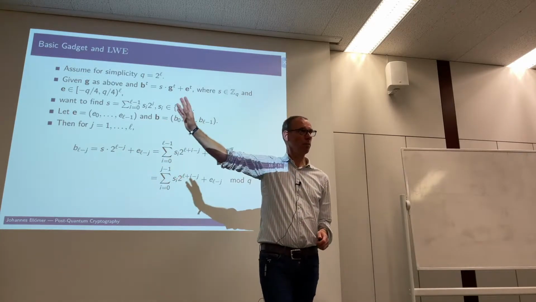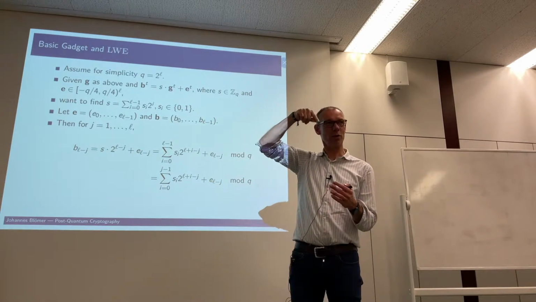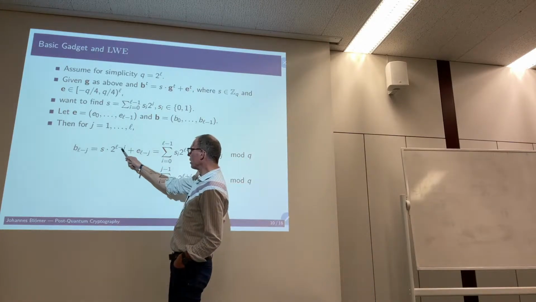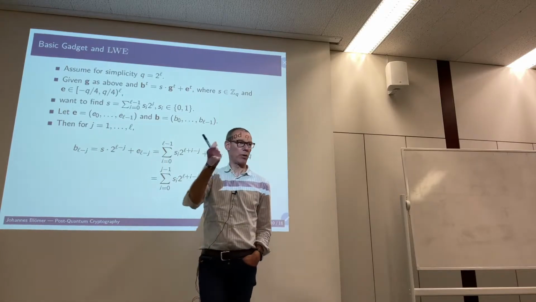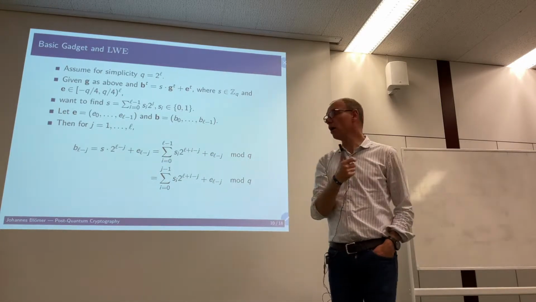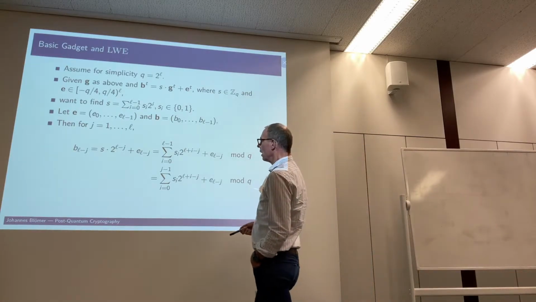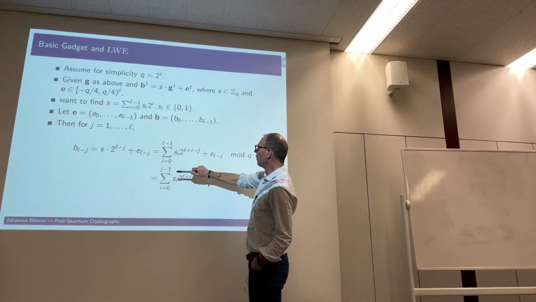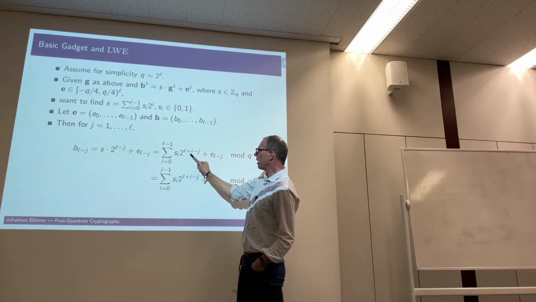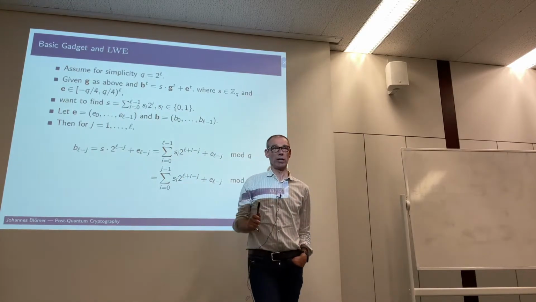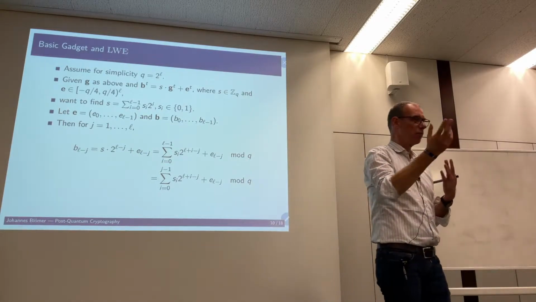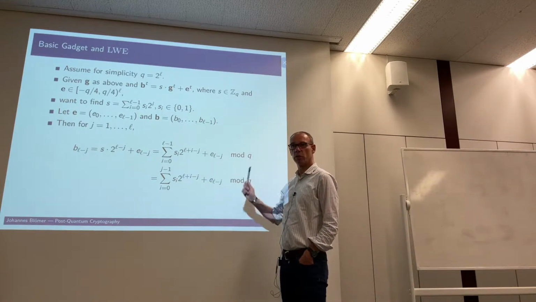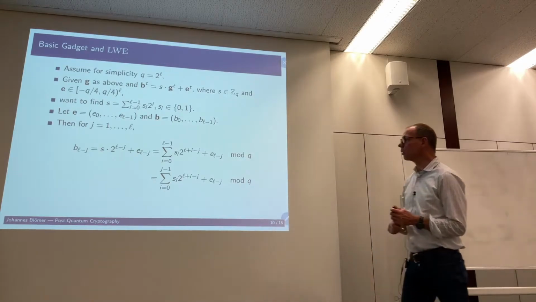For some reason that will become clear in a second, I do it L minus J and not J. And so this entry is S times 2 to the L minus J, and I add this error term, E_{L-J}, and that we can write down using its binary representation. So in everything up here, I add L minus J to the exponent. Rearrange the summands a little bit, plus this E_{L-J}, mod Q. And remember, in our case, Q is 2 to the L.